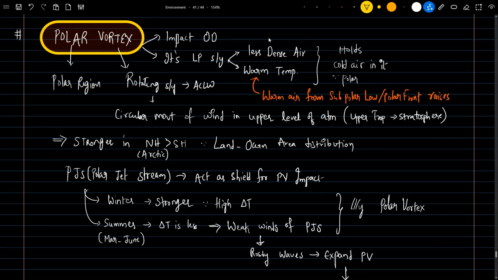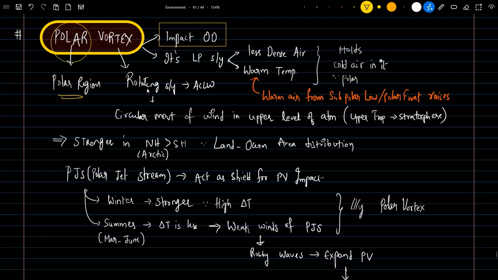It is one of the important concepts where many people will be confused. So let us understand it in detail. Okay, polar vortex. We'll also understand how the polar vortex impacts ozone depletion. So what is polar vortex? Polar here means it happens in a polar region. The phenomenon is happening with respect to the polar region.